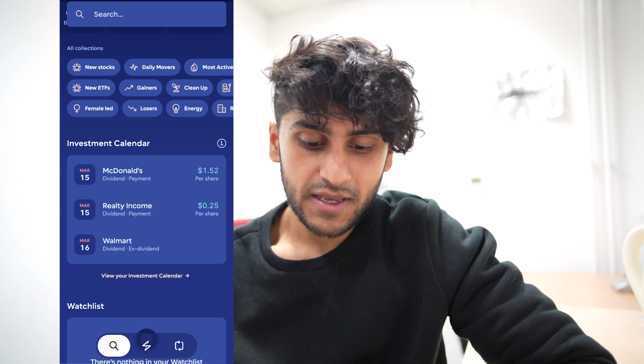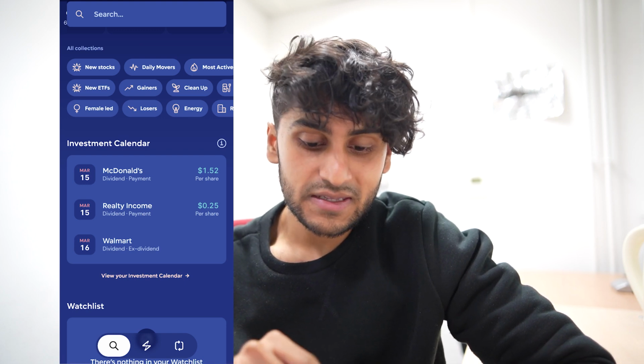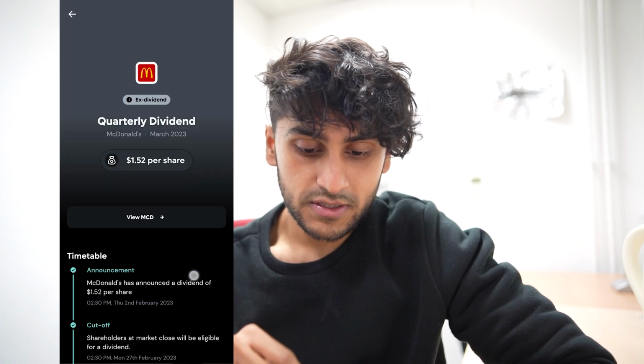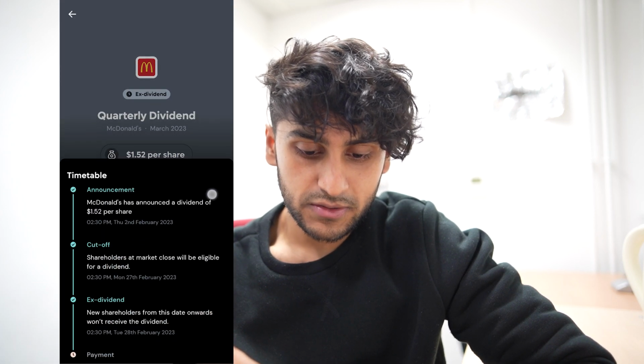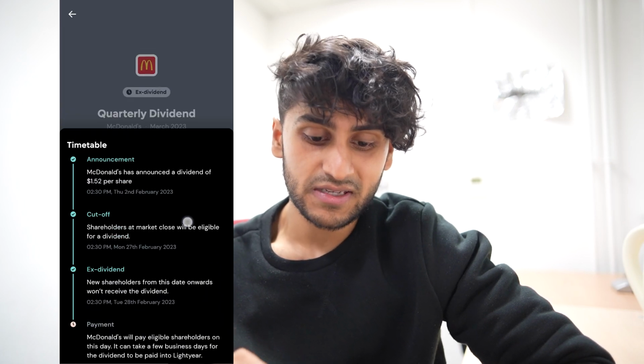So next we have the investment calendar, which is very useful. Some of the companies I invest in do have dividends upcoming. You can see the date that they should be paid on. So we can go into that. It shows a quarterly dividend by McDonald's, $1.52 per share, and it gives you extra information and the timetable about that.